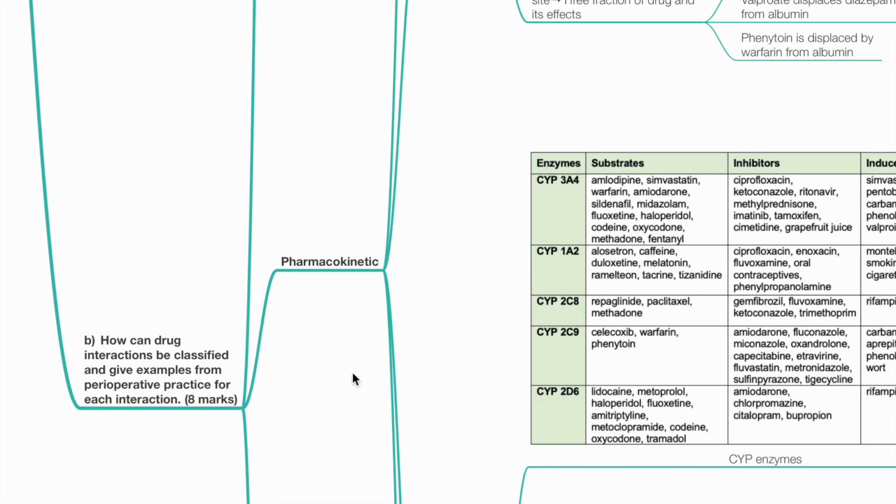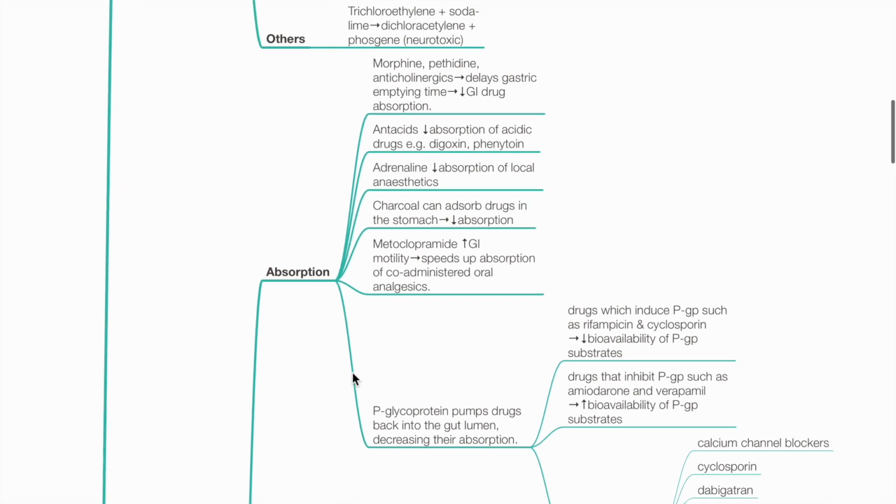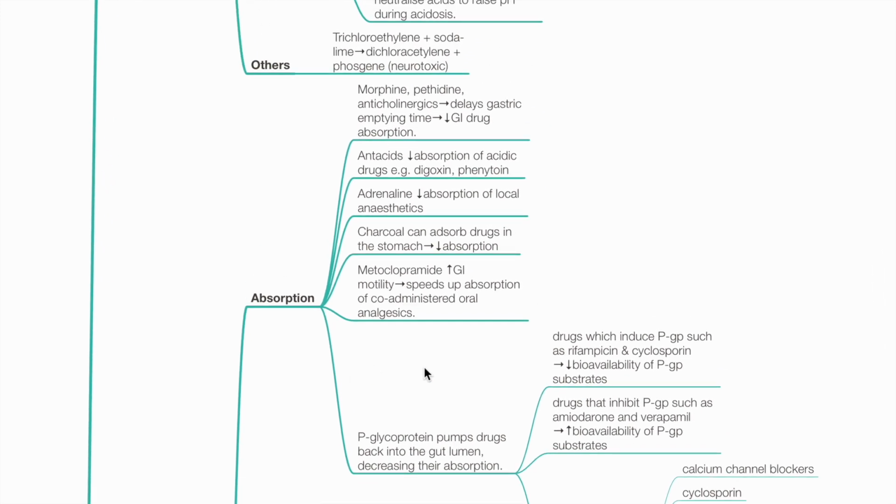Pharmacokinetic drug interactions. Absorption. Morphine, pethidine, and anticholinergics delay gastric emptying, which reduces GI drug absorption, and acids reduce the absorption of acidic drugs. Adrenaline reduces absorption of local anesthetics. Charcoal can adsorb drugs in the stomach, which reduces their absorption. Metoclopramide increases GI motility, which speeds up the absorption of co-administered oral analgesics.